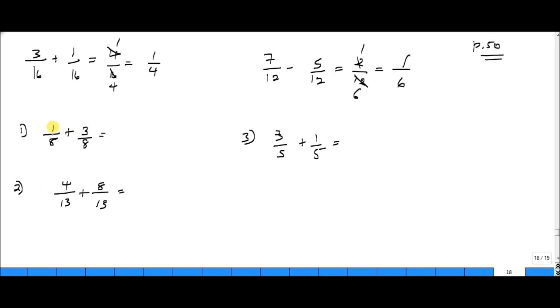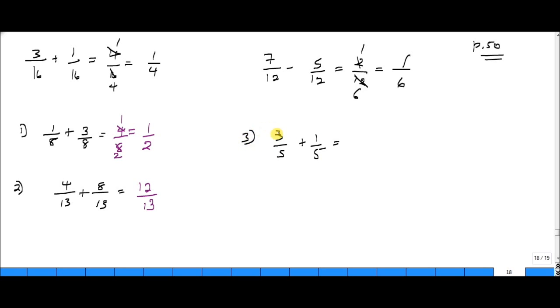They have 1/8 plus 3/8. 3 and 1 would be 4/8, and we could say 4 into 4 one time, and 4 into 8 goes 2 times, our answer being a half. Number 2, 8 and 4 being 12 over common denominator 13, our answer 12/13.